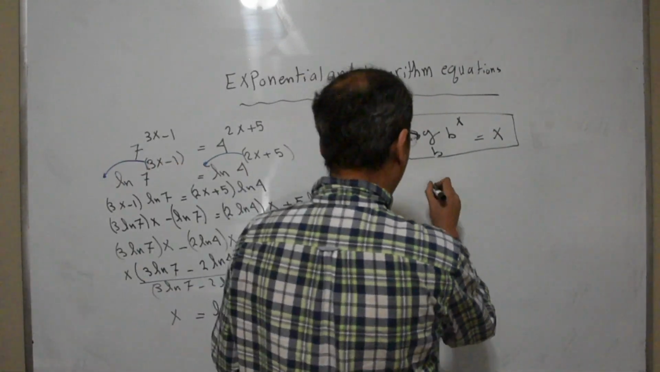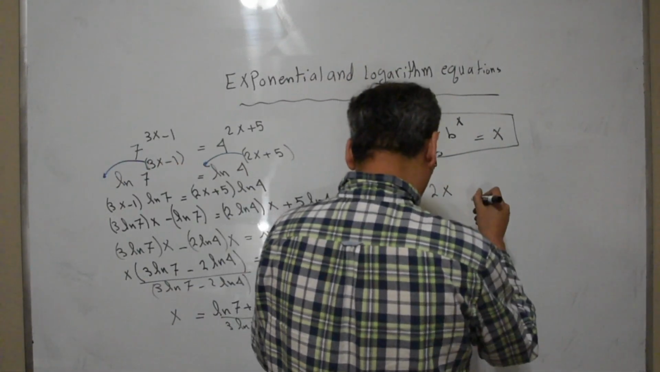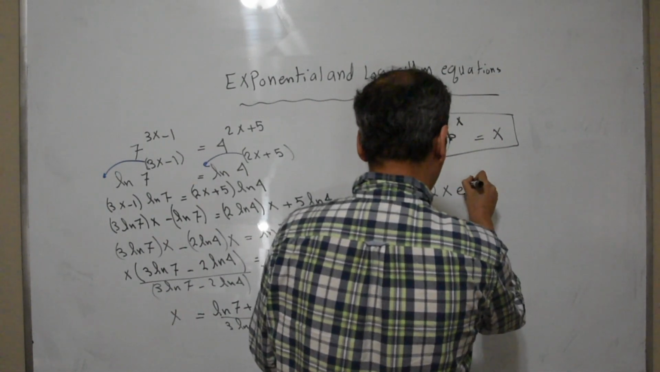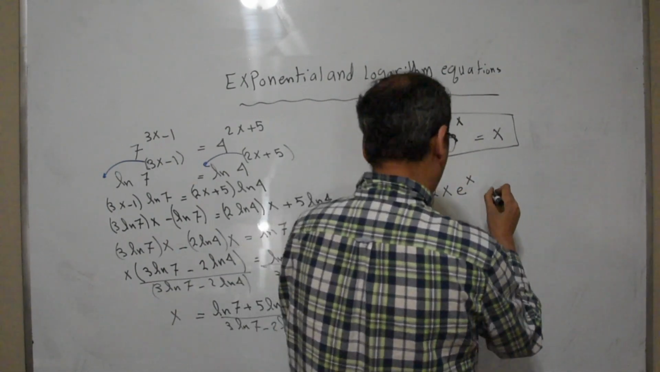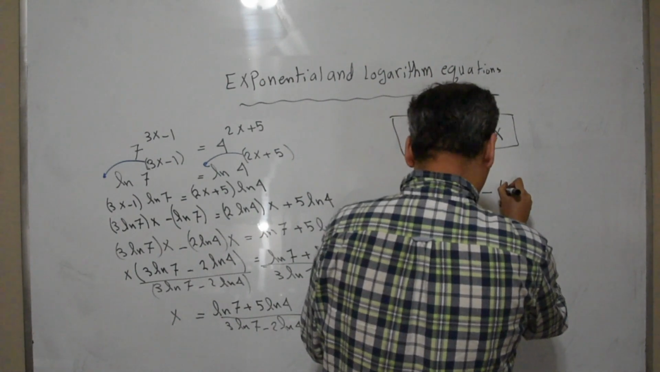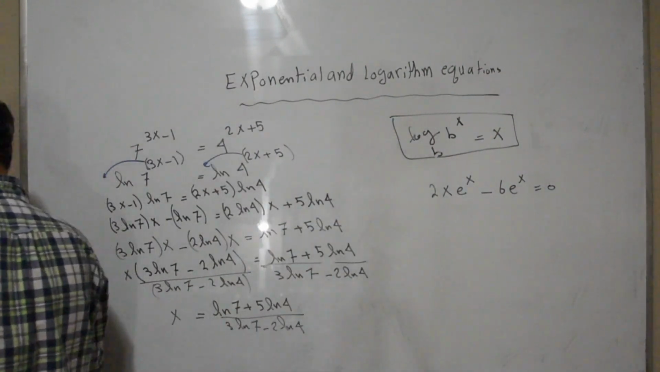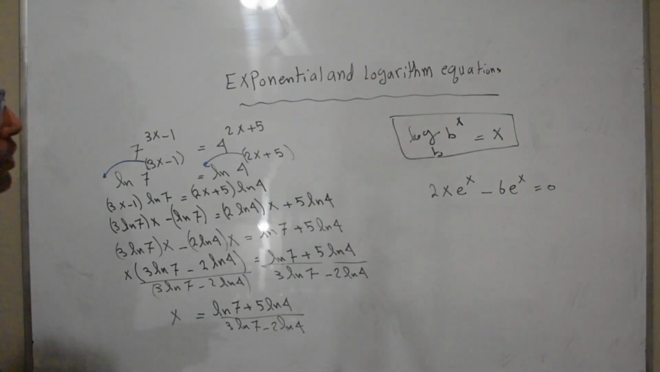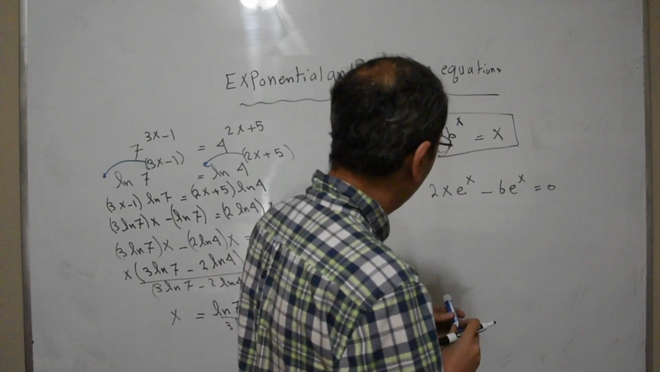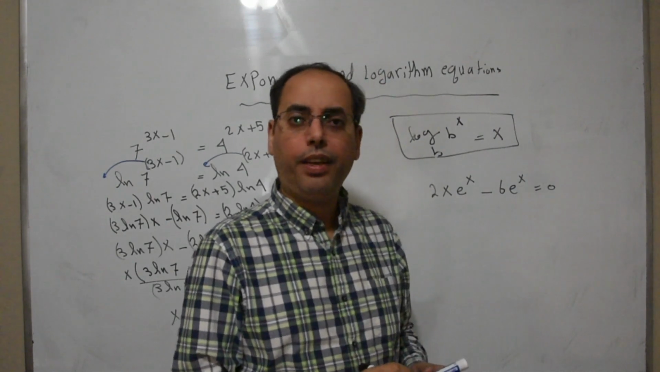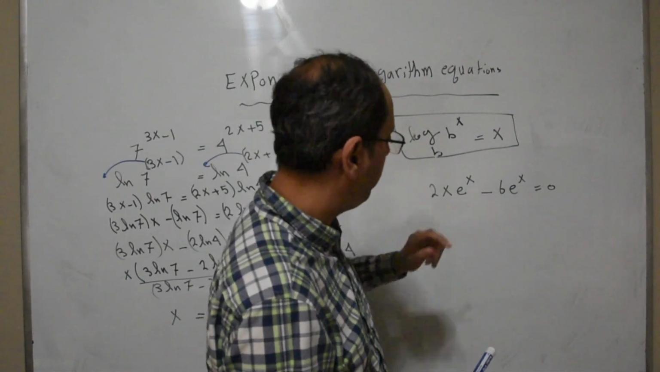Okay, I have 2x e to x minus 6 e to x equals 0. Wow, that is a new problem. So what am I supposed to do here? What am I solving for? X. So I'm solving for x.